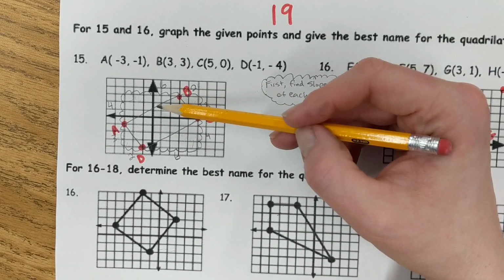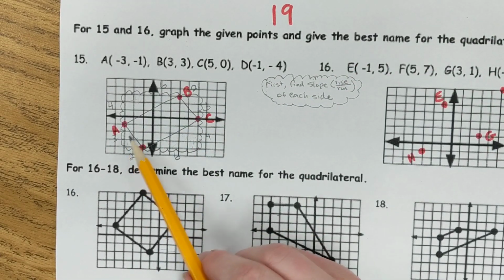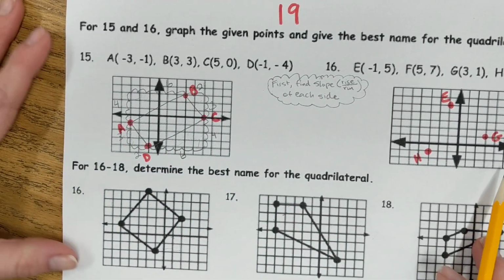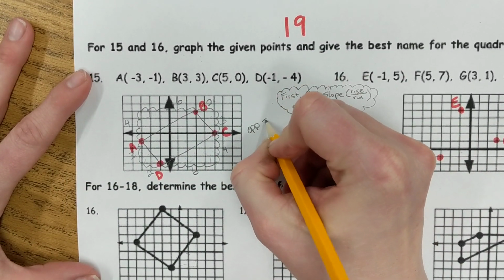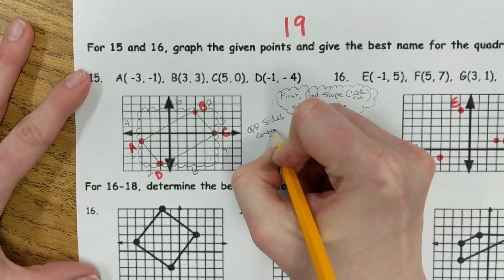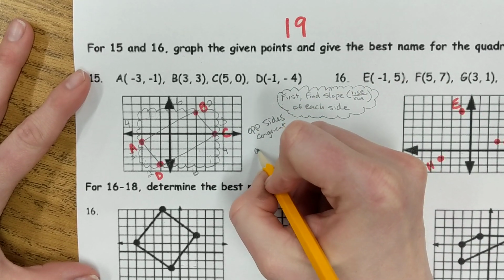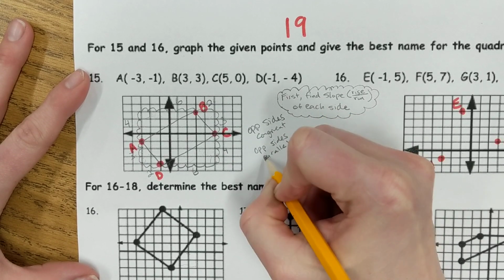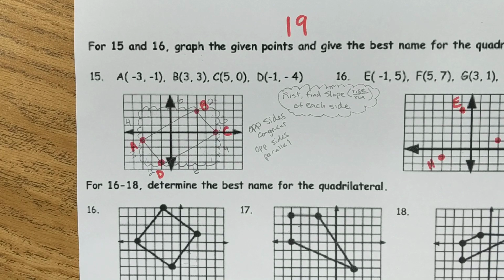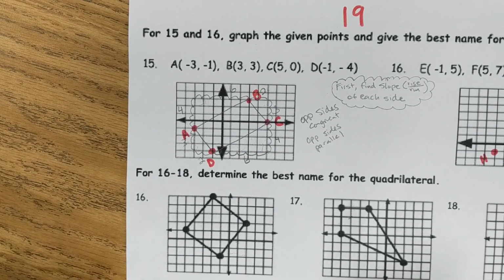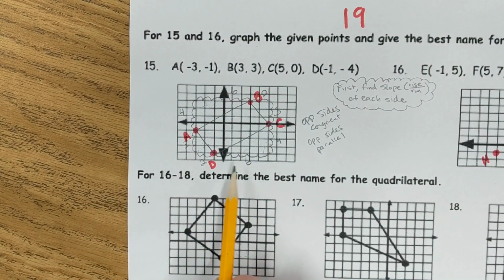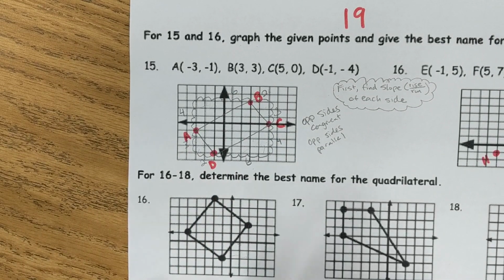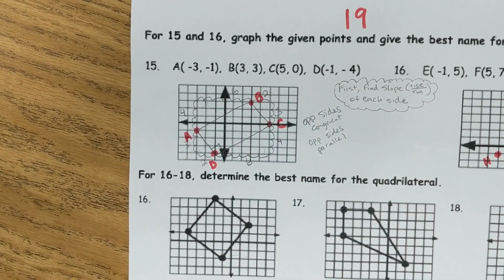So we have two sets of parallel lines, two sets of congruent opposite sides. So opposite sides congruent, opposite sides parallel. And so it's either a parallelogram or a rectangle. Then what I can check on last but not least is to see if these slopes are opposite reciprocals of each other, so that they would be perpendicular, which would give you right angles in the corners here.